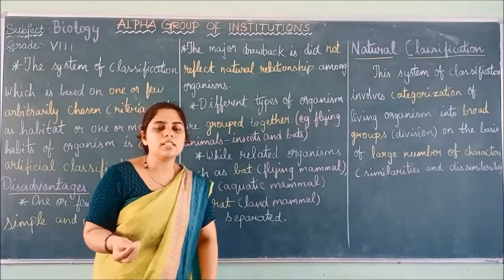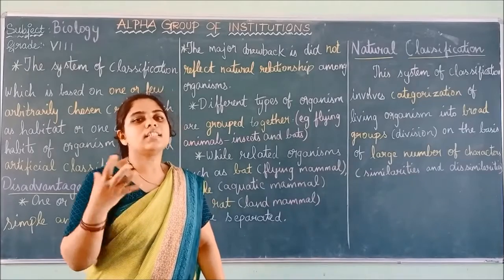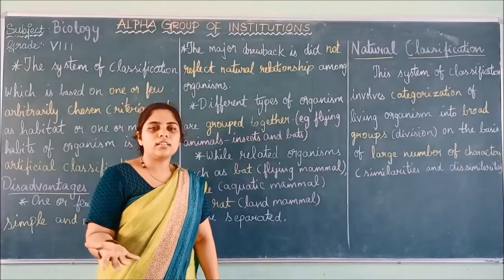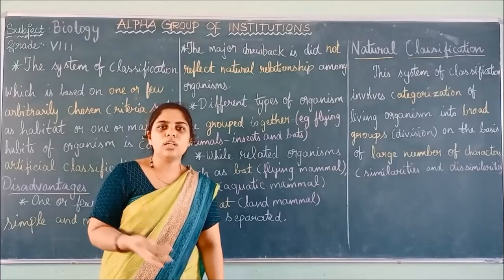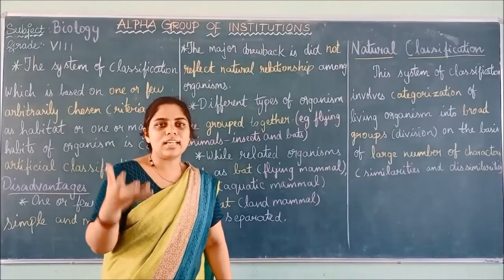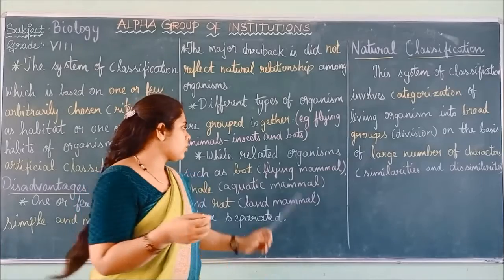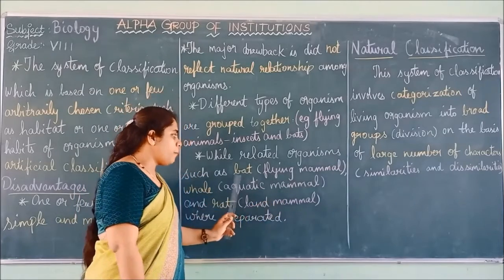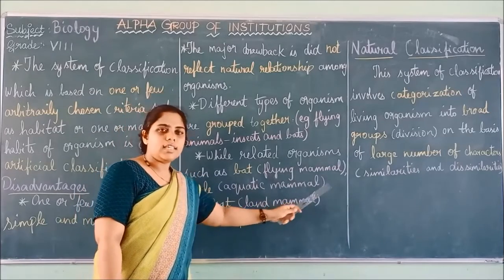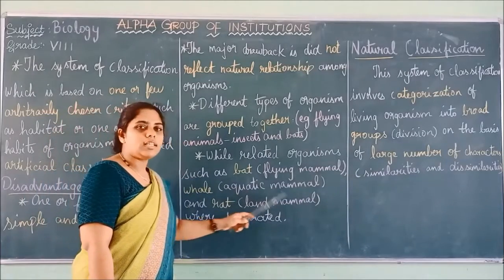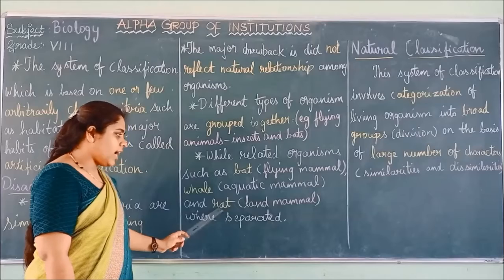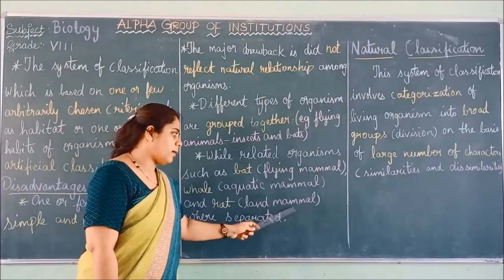So mammal means those animals that give rise to the young ones. They will look after the young ones. They do not lay eggs. So those are called mammals. So bat is a flying mammal, and whale is an aquatic mammal, and rat is a land mammal.